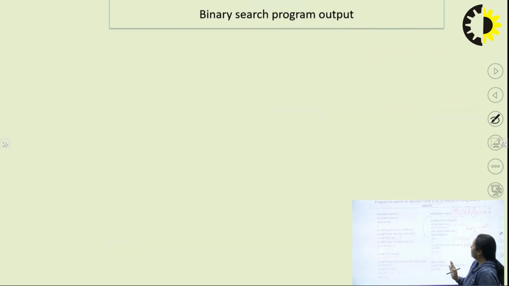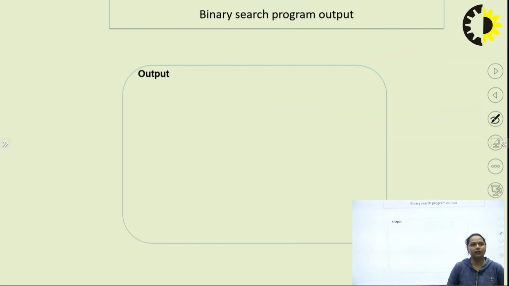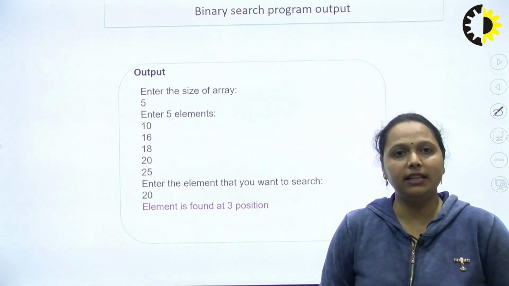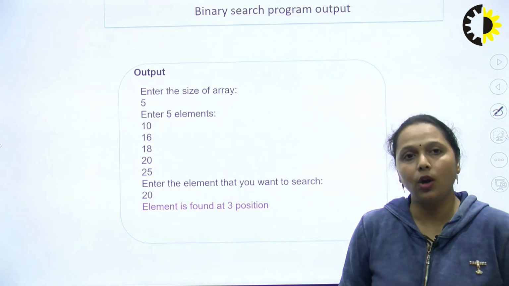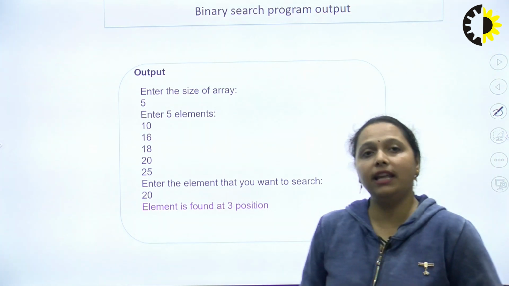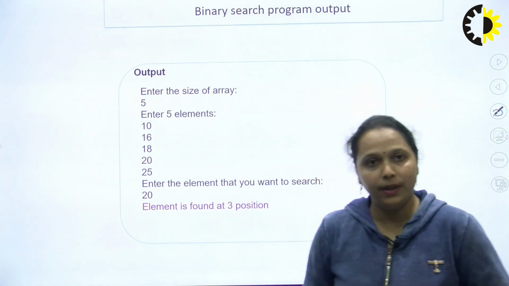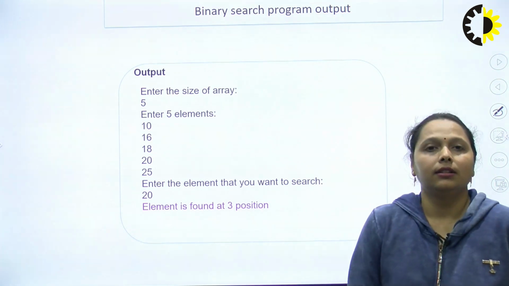So I hope the concept is clear. What is linear search and binary search? In exams many times the question comes, which is the better algorithm. So you can easily explain the concept with the help of an example. That's all for the day.